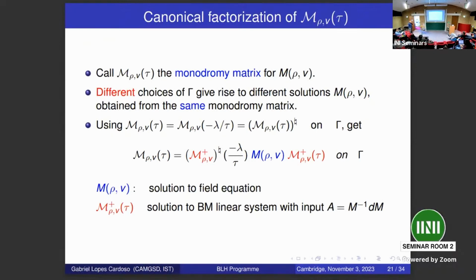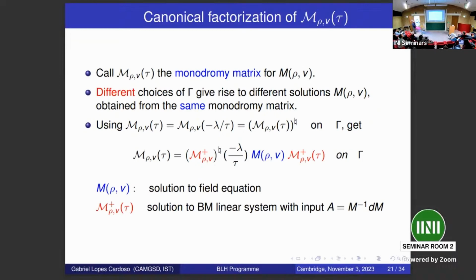Now, coming back to Victoria's question, this M of rho v was obtained by canonically factorizing this matrix with respect to a certain contour. If you now decide to change the contour, say you pick another contour that is not homotopically equivalent to the first contour you picked, and you then again perform the canonical factorization with respect to this new contour, you will find a different solution, M of rho v. So the same matrix can give rise to several solutions to the equation of motion.